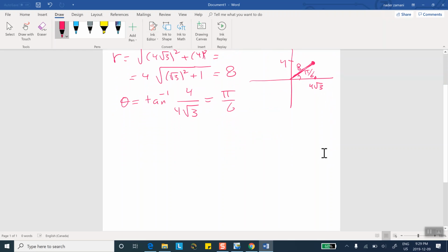So, what we did, we found our complex number is like this: 8, cosine of pi over 6 plus I sine of pi over 6. Now, if you look in your note or the book, R is 8, theta is pi over 6.